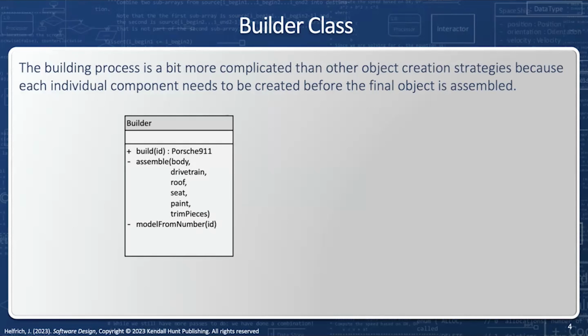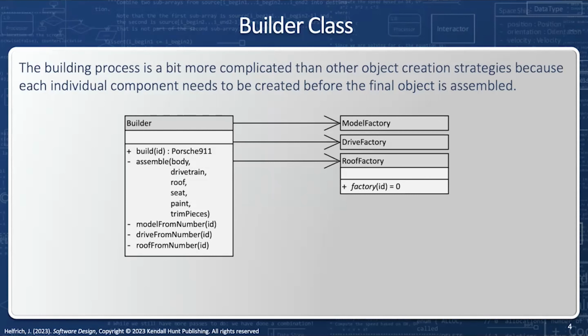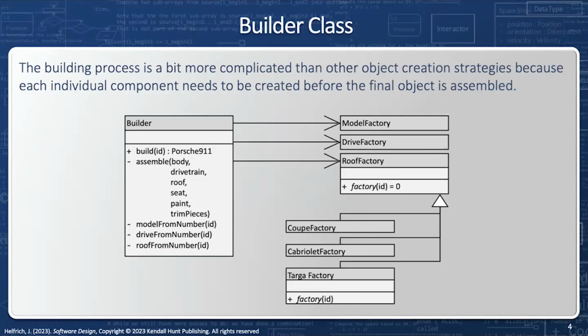I'm also going to need a model from number, and this is going to be a factory. I'm going to need a drive from number and a drive factory, and I'm going to create a roof from number, and this is going to be a roof factory. For an example, this roof factory will have a factory which will take an ID, and there'll be three different variations: the coupe, cabriolet, and the Targa.